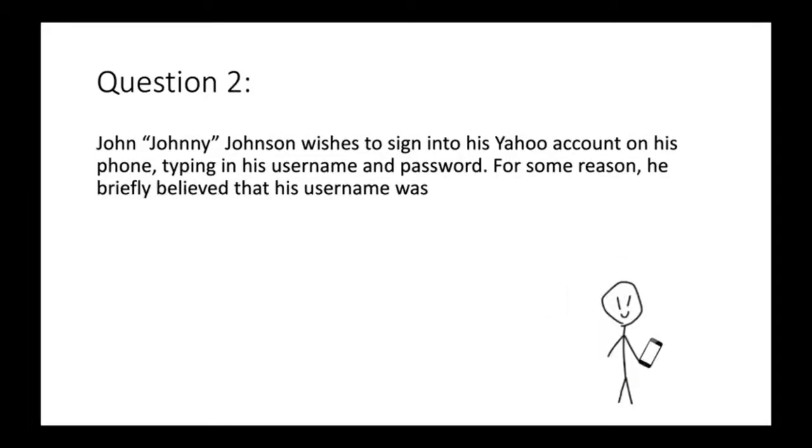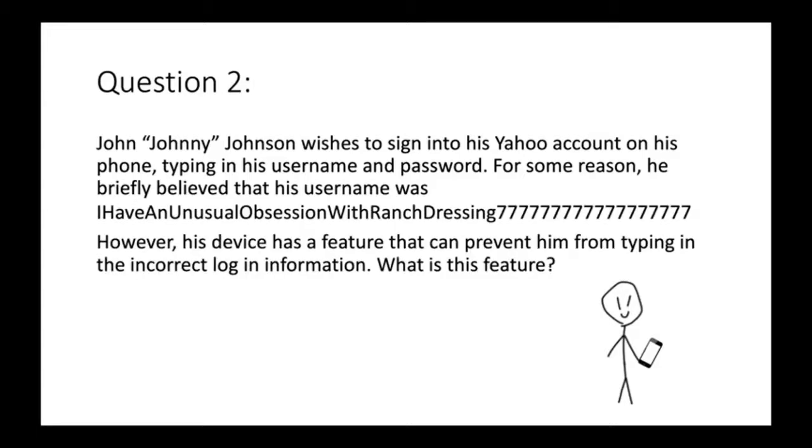And so here's another one. Johnny Johnson wishes to sign into his Yahoo account on his phone, typing in his username and password. For some reason, he briefly believed that his username was, I have an unusual obsession with ranch dressing with a whole bunch of sevens. However, his device has a feature that can help prevent him from typing in the incorrect login information. What is this feature?